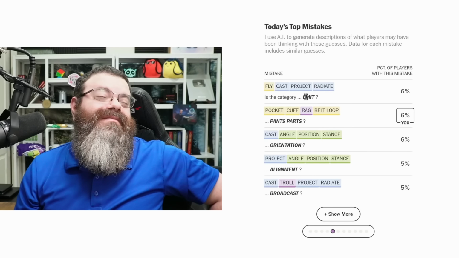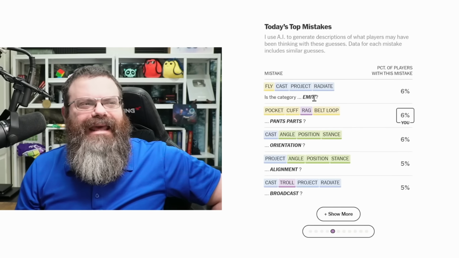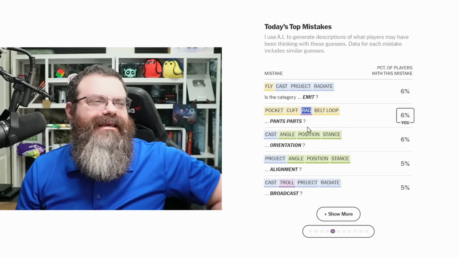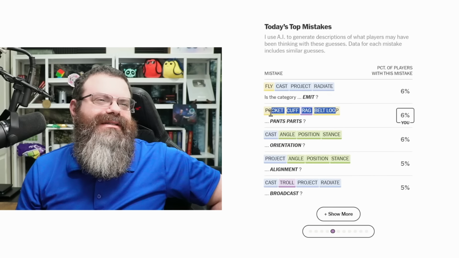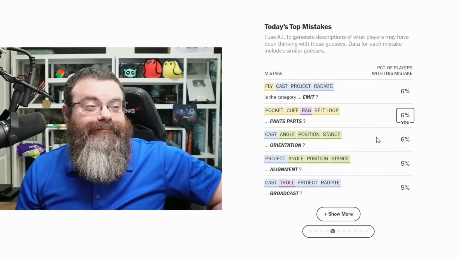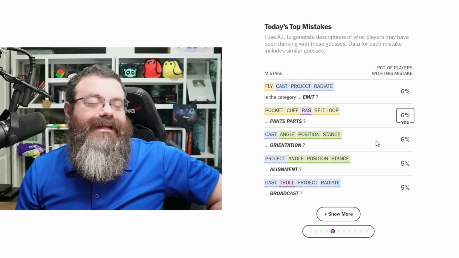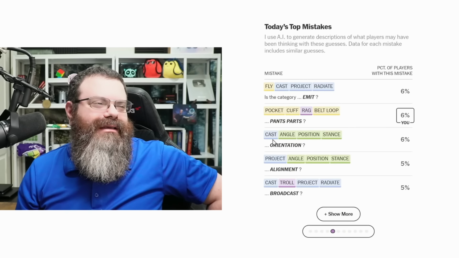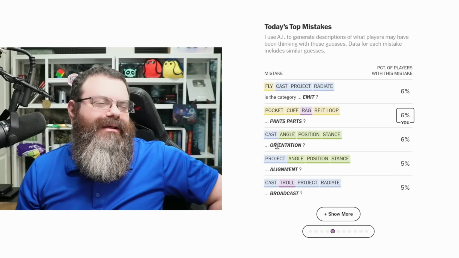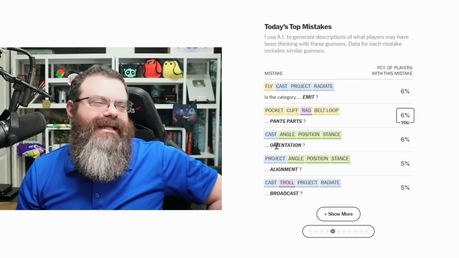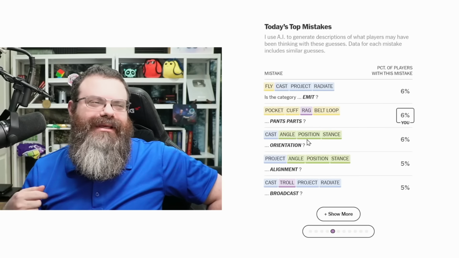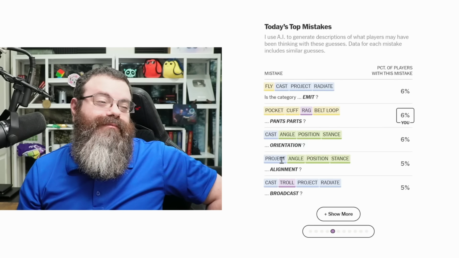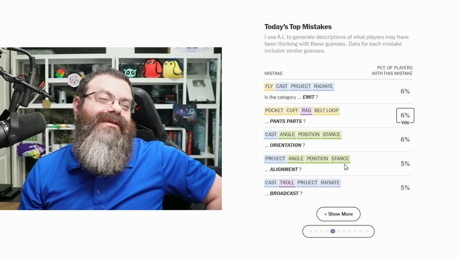putting fly in with emit, I get it, but I don't like it. I don't think I would have tried that. Rag in with, yeah, so 6% did this mistake. Just trying to think of something else that would be suit related, and I thought maybe something was called a rag. Cast with angle, position, and stance. So maybe like a podcast type thing, like you're thinking that way. And then your project along with angle, position, stance.